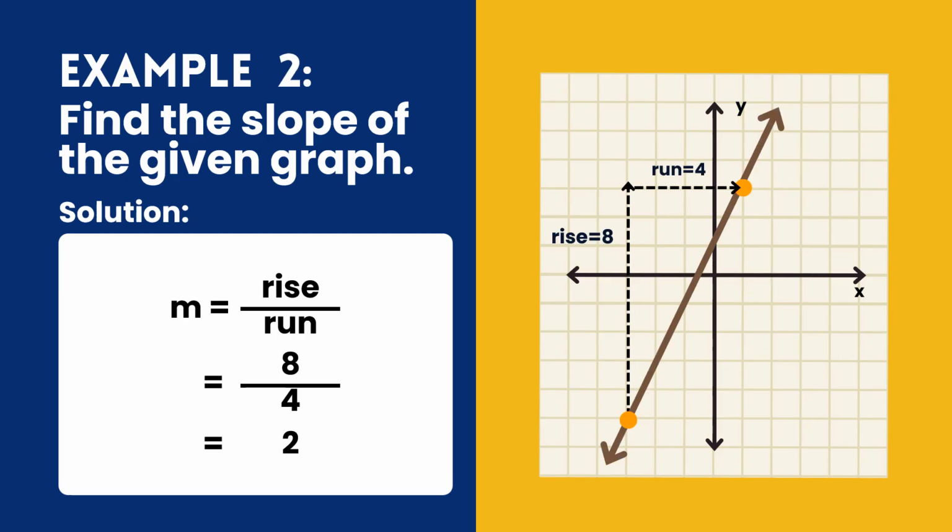In this example, we have a rise of 8 and a run of 4.